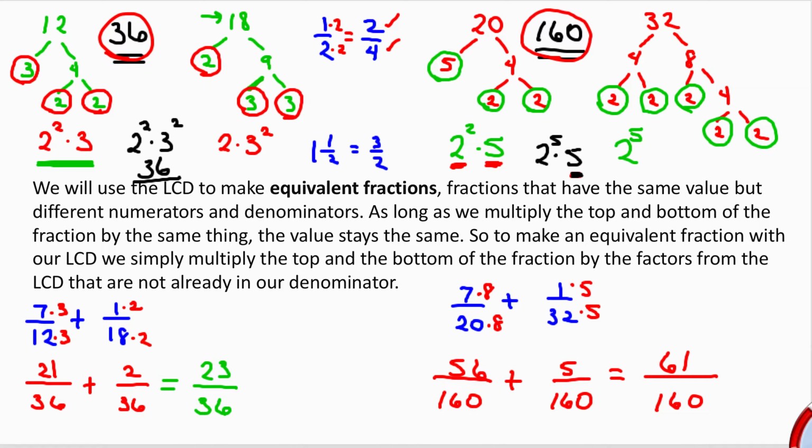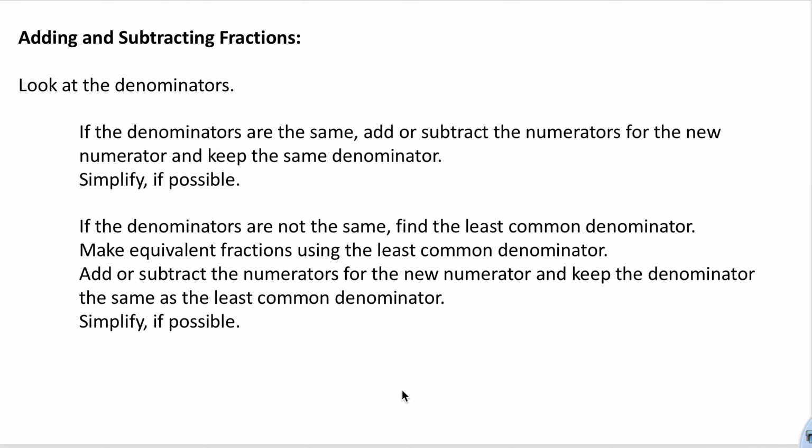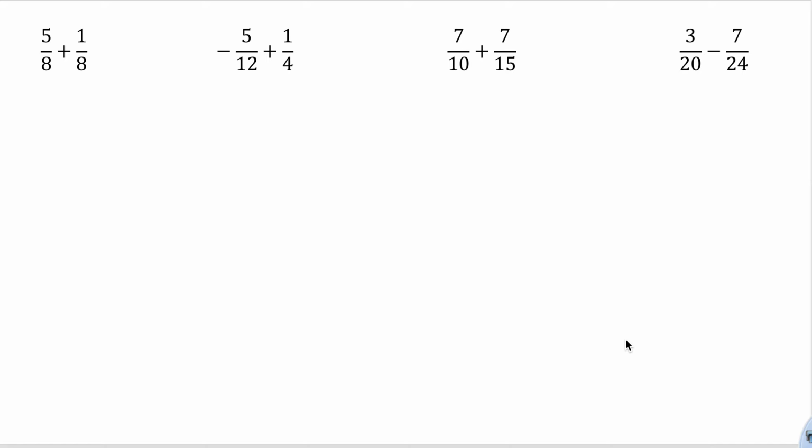Okay, so we're going to practice that a couple of times, but on this next slide, this is basically our instruction. So if you want to pause and read over that or copy that down, that's your steps that we just went over. Okay, look at the denominators. If they're the same, you're good to go. If they're not the same, find the least common denominator, make equivalent fractions, add or subtract the numerators, of course keep the same denominator, and simplify if possible. All right.